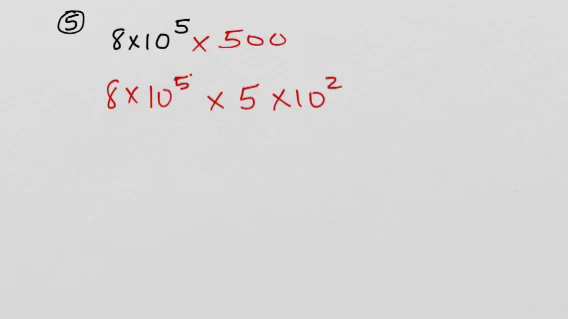Now we can do this number times this number, like we did in the last question with the coefficients, 8 times 5, and then deal with the powers, add them together. Now the only problem when you do that is your answer, remember this first number here has got to be between 1 and 10, and it won't be, so you need to make it between 1 and 10 by altering the power up here.